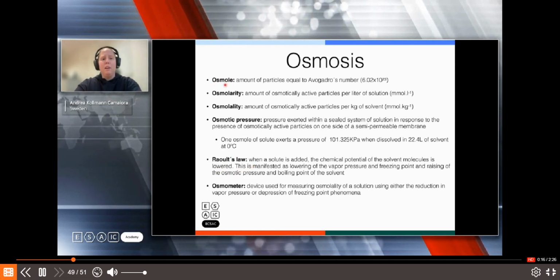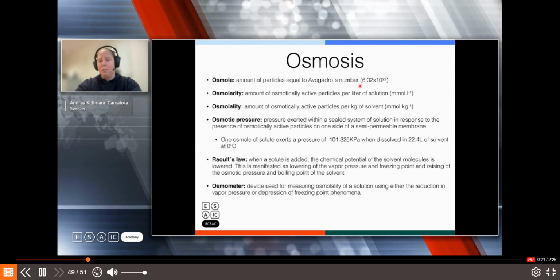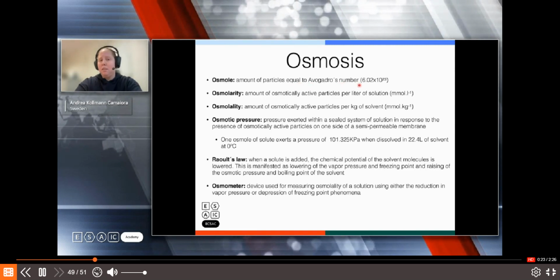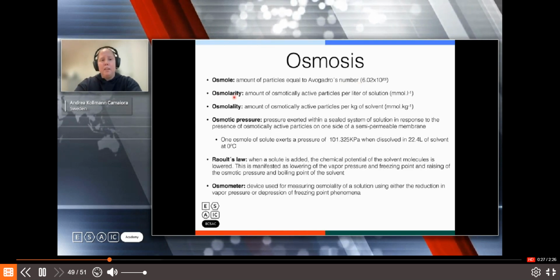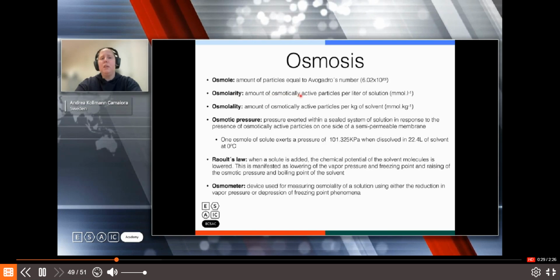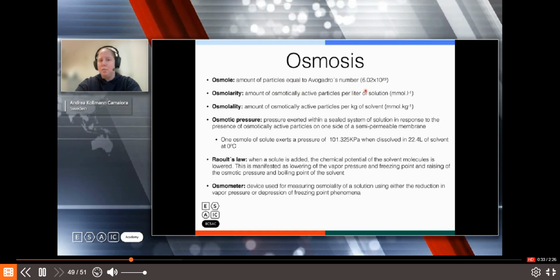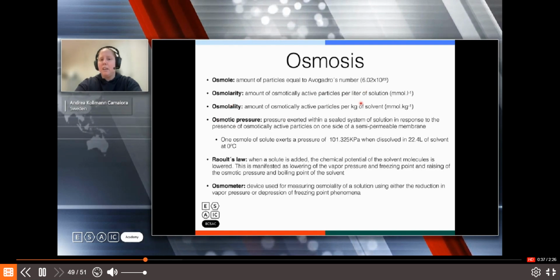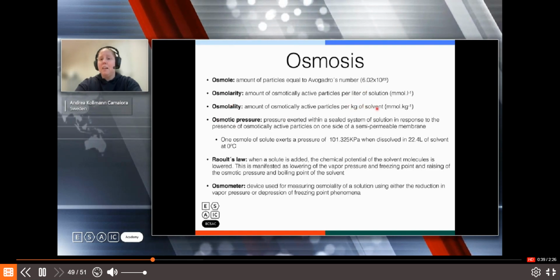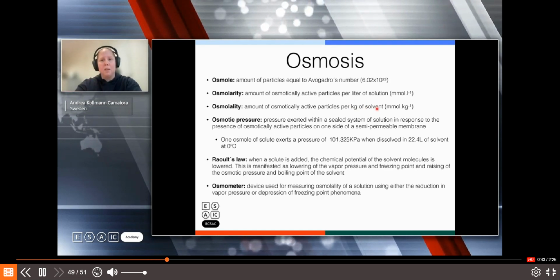An osmole is the amount of particles equal to an Avogadro number. So we already know that an osmole is a mole. The osmolarity is the amount of osmotically active particles per liter of solution, and the osmolality is per kilo of solvent. So you need to remember these two, because they can be asked in the true or false part in part 1.